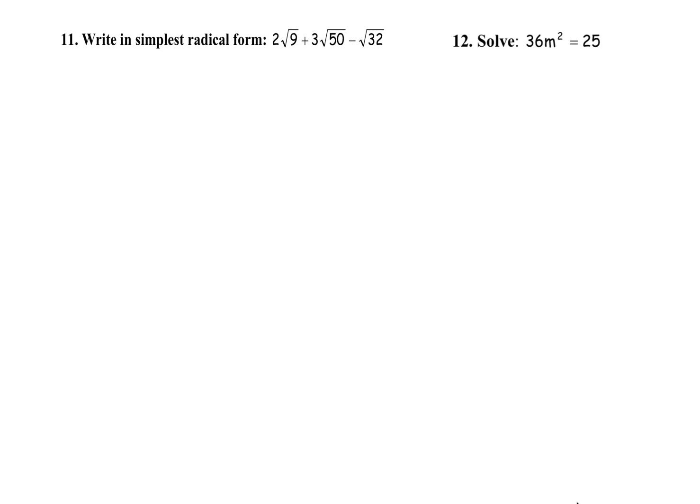We're continuing with our exam review and we're going to try to get in the next 10 problems. So our first problem we have to write in simplest form. So we have 2 square root 9, and I'm adding 3 square root 50, and I'm subtracting square root of 32.